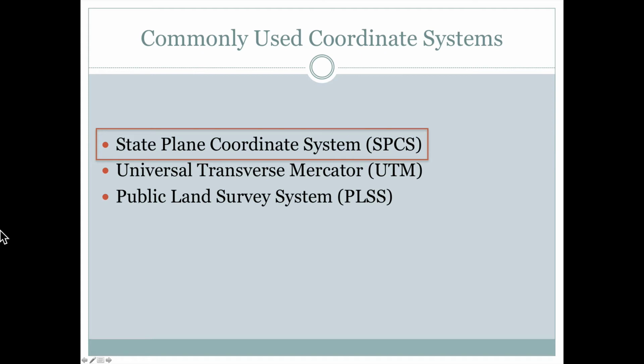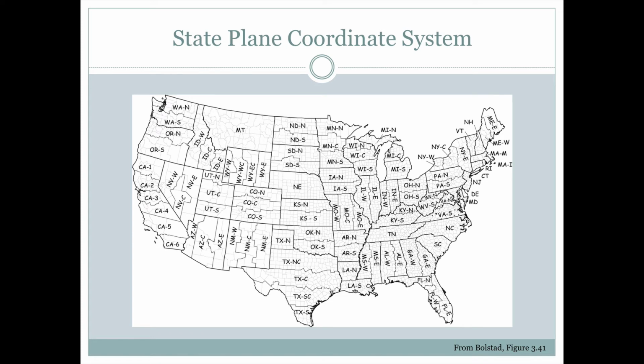One type of commonly used projected coordinate system is the state plane coordinate system, which is sort of a compilation or number of map projections that are all used for a certain purpose. This shows the various ways that the state plane coordinate system are divided throughout the conterminous United States.